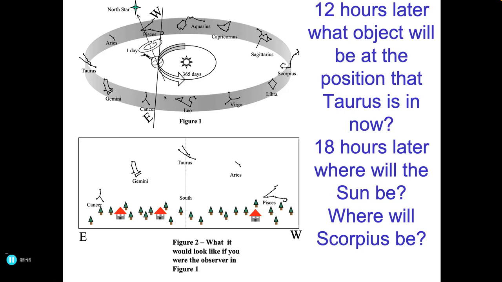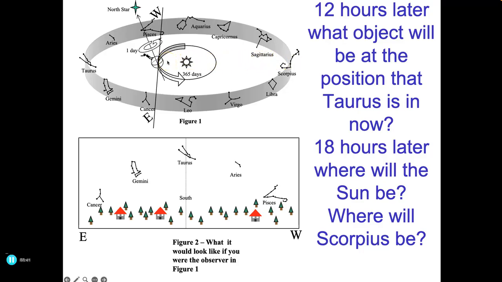12 hours later, well, 12 hours is half a rotation of the Earth. So if the Earth does half a rotation, then instead of facing this way, now you'll be facing this way. So now, 12 hours later, what will be high in the sky, high in the south? Well, the Sun and Scorpius will.